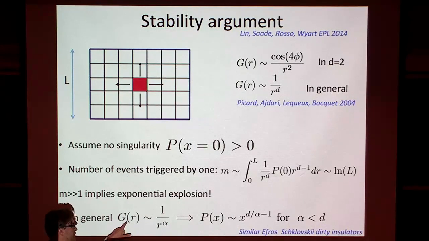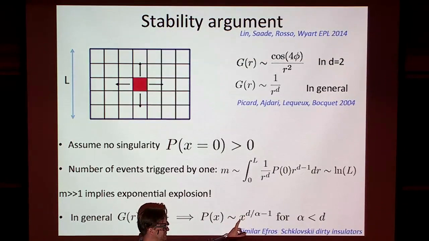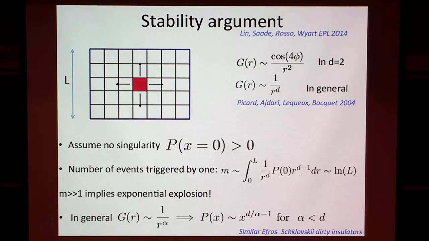So in general, what you can show is that if the elastic propagator goes like 1/r^alpha, P(x) has to vanish at least with the exponent d/alpha minus 1, when alpha is smaller than d. Those ideas are not new. They were developed initially by Efros and Shklovskii for dirty insulators. So it's essentially following a very similar idea.